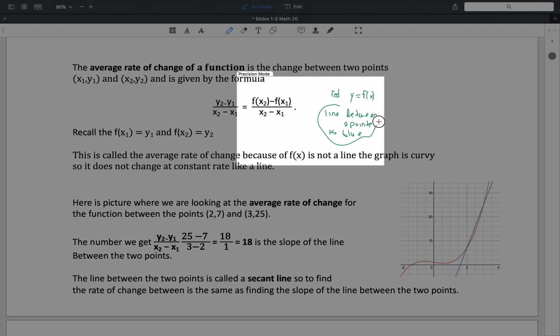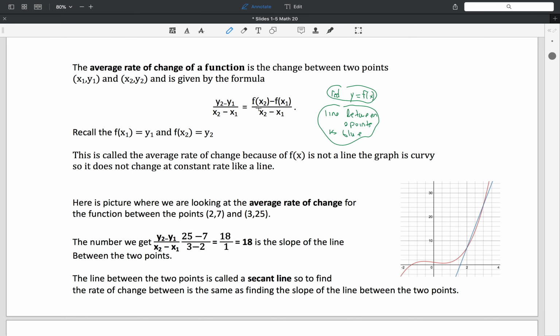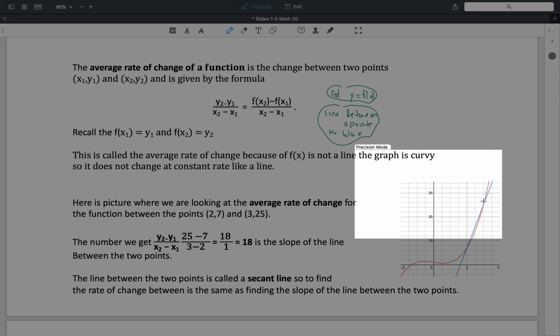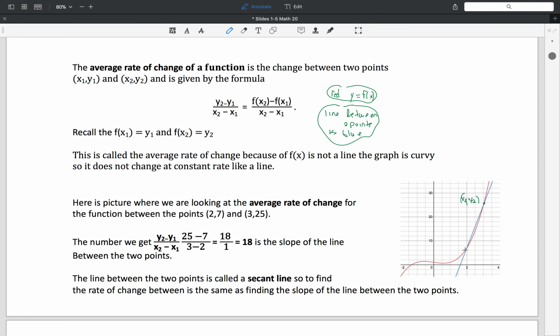So that's blue, the line between 2 points, and red is going to be y equal f of x. Okay, so on this graph, I just want to identify some points. This is going to be x2, y2. That'll help us understand the formula. And then this is going to be x1, y1. We'll name these points for an example in a minute.